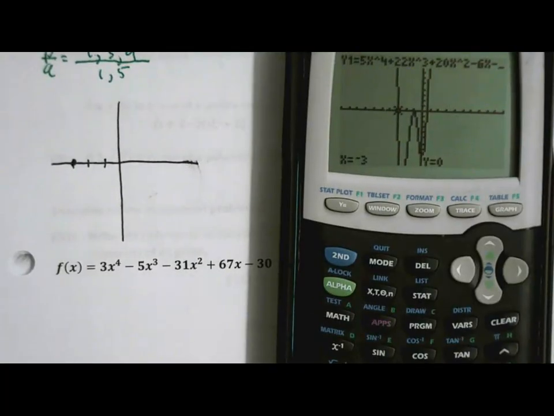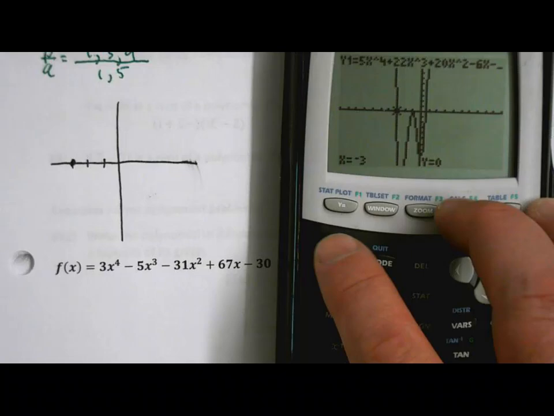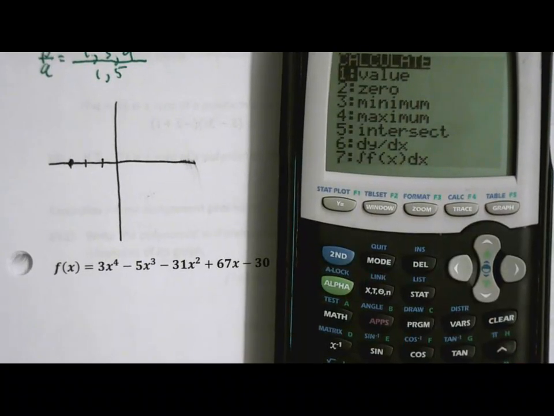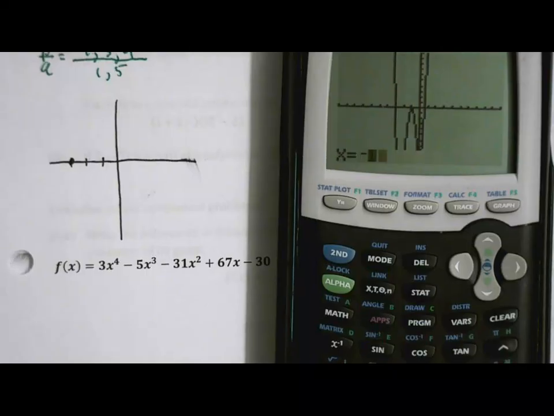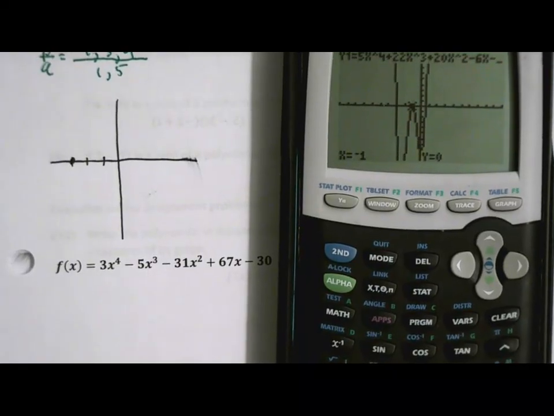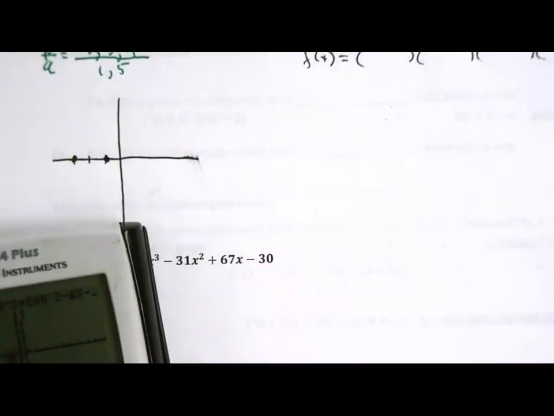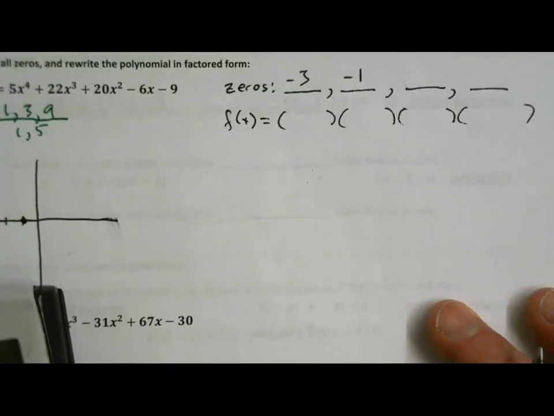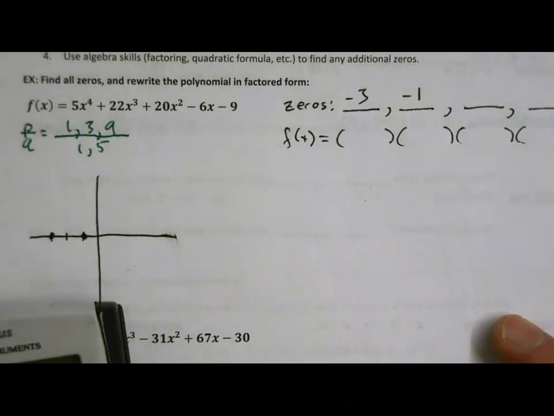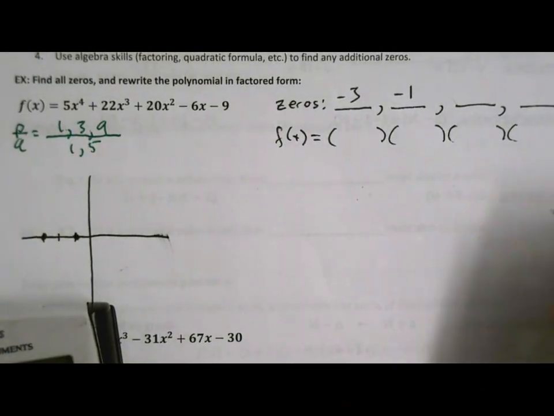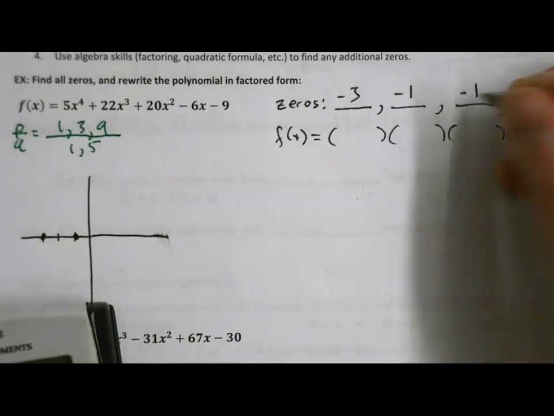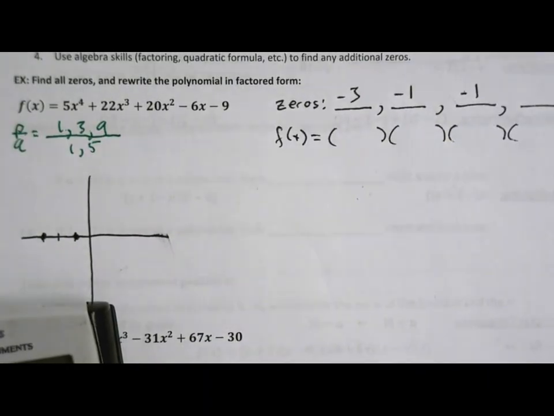It looks like this graph is bouncing off at -1. Check -1 for me. Do the same thing. Check second calc value. Ooh, I like that. So it is bouncing off at -1. Now, the fact that it's bouncing off means what about that as a 0? It's in there twice. It's a multiplicity of 2.